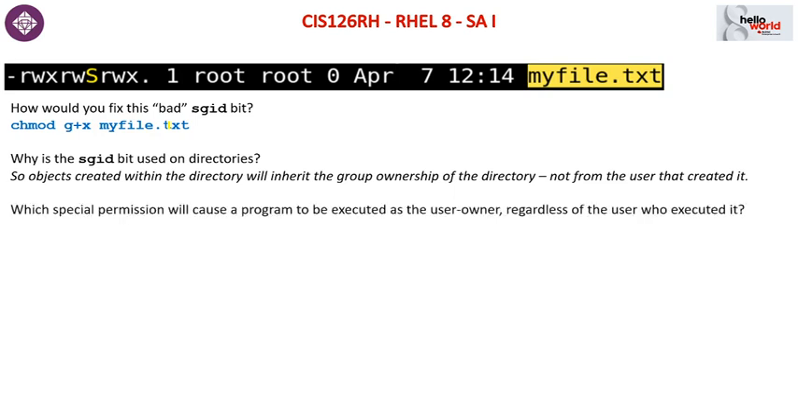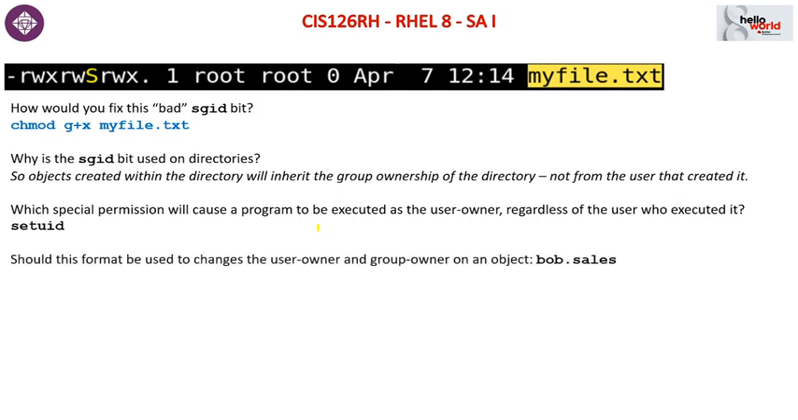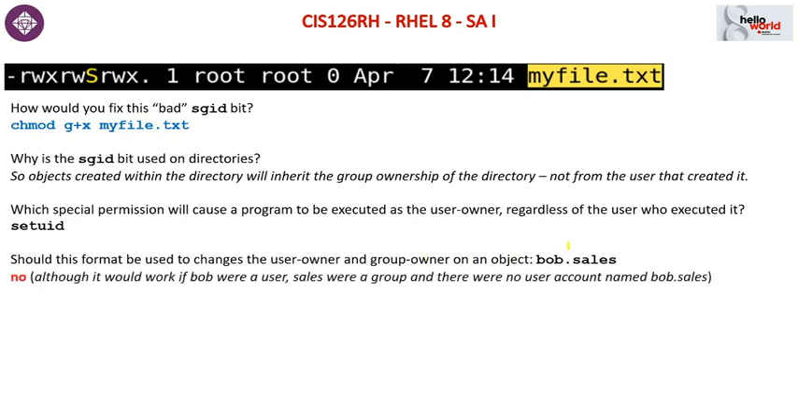Which special permission will cause a program to be executed as the user owner regardless of the user who executed it? That is the set UID bit. Should this format be used to change the user owner and group owner on an object, bob.sales? The answer is no, although it would work if bob were a user and sales were a group, and there were no user account named bob.sales. So just don't use it.